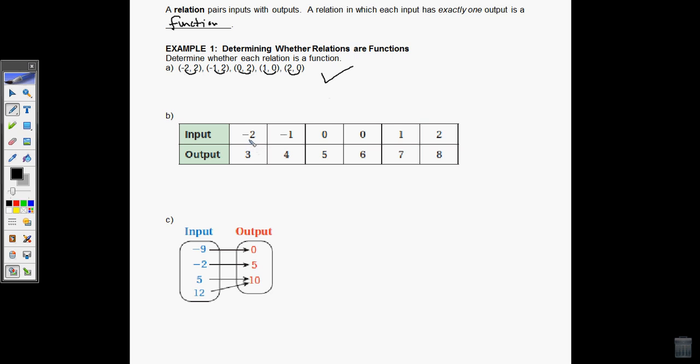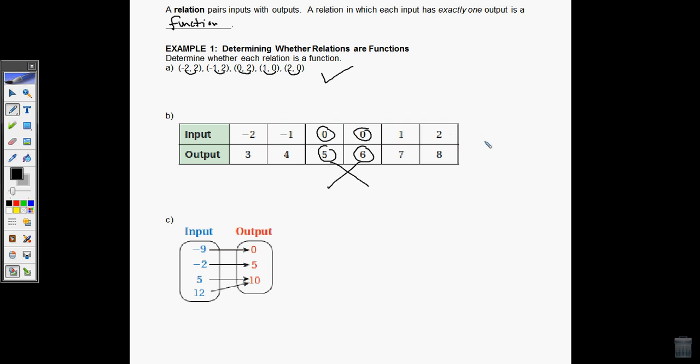Now let's look at B. -2 relates to 3. Does -2 relate to anything else? -1 relates to 4. Does -1 relate to anything else? No. 0 relates to 5. Does 0 relate to anything else? Yes, it does. That means this is not a function because 0 can only be related with one single output in order for it to be a function.